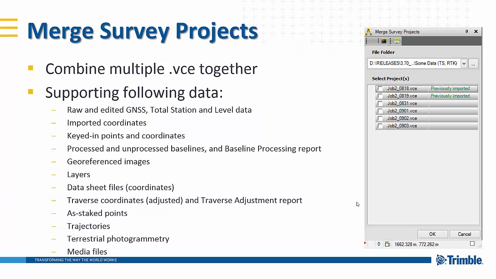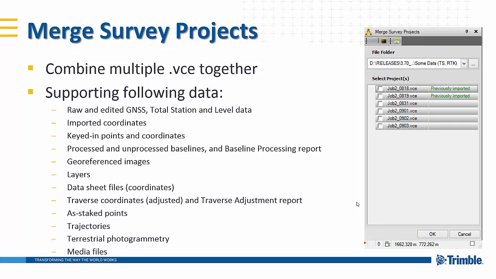So we'll start with data review and editing, and one of the highlighted features, the ability to merge survey projects. You will notice a new command under the Survey ribbon called Merge Survey Projects, allowing you to browse to a folder where you have VC projects stored, and you can check any of the VC files you want, which allows you then to merge raw and edited GNSS, total station and level data.